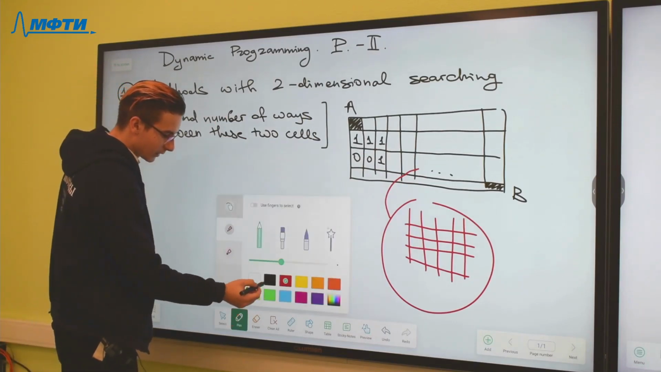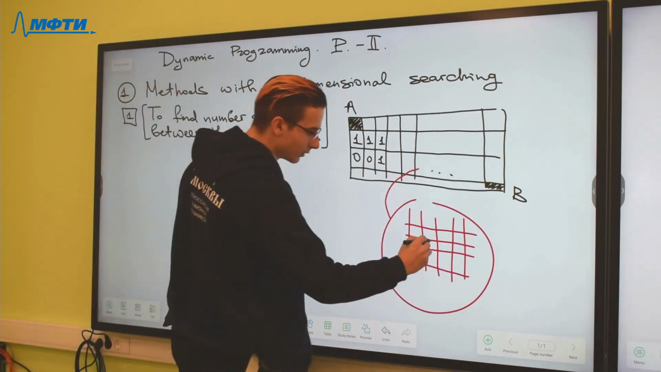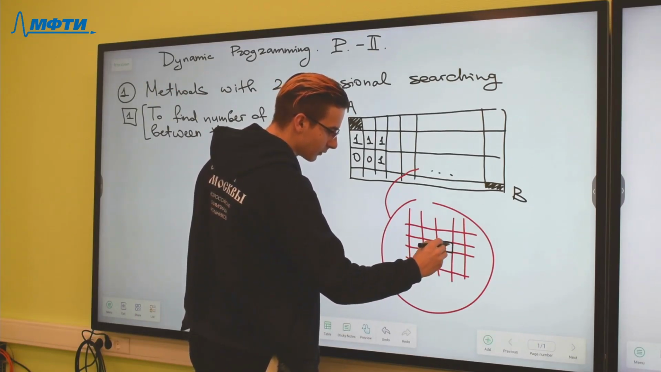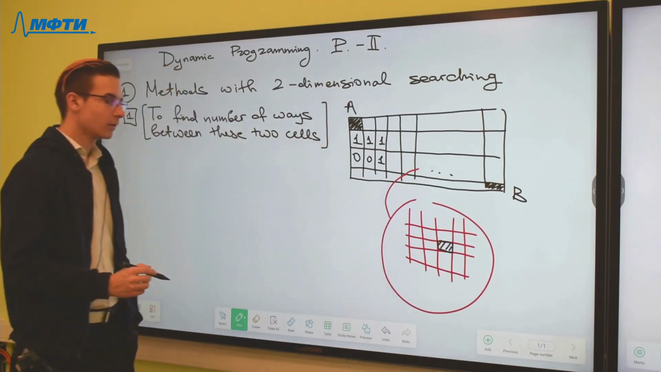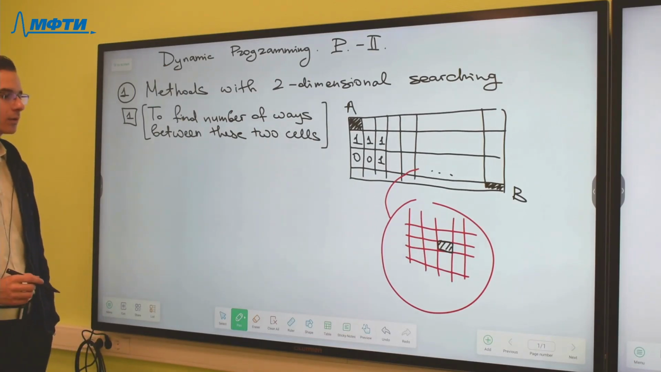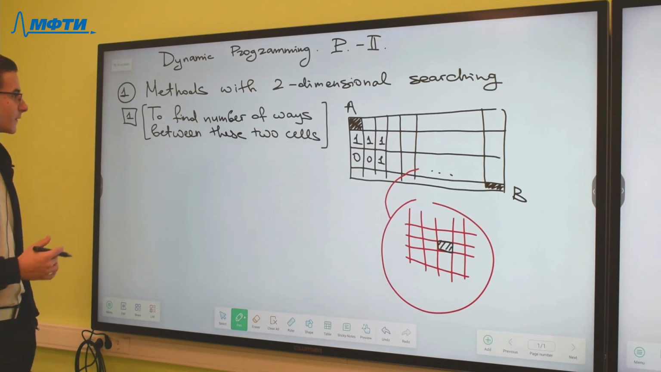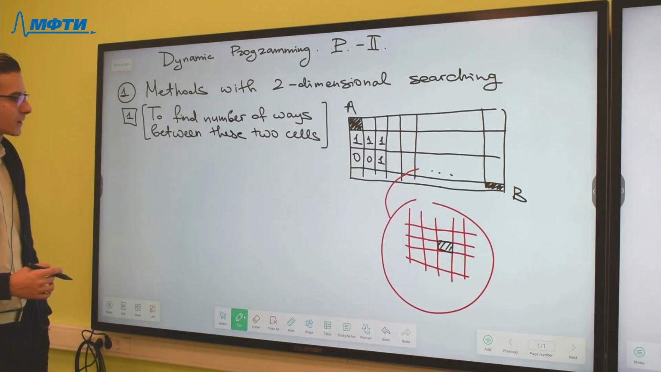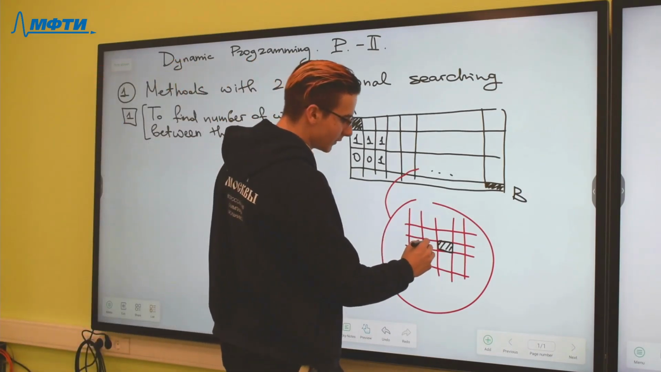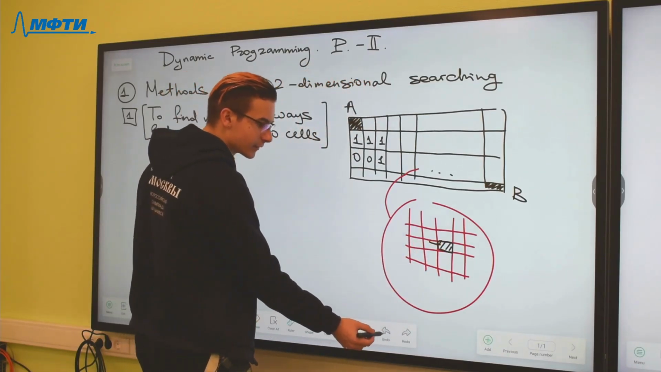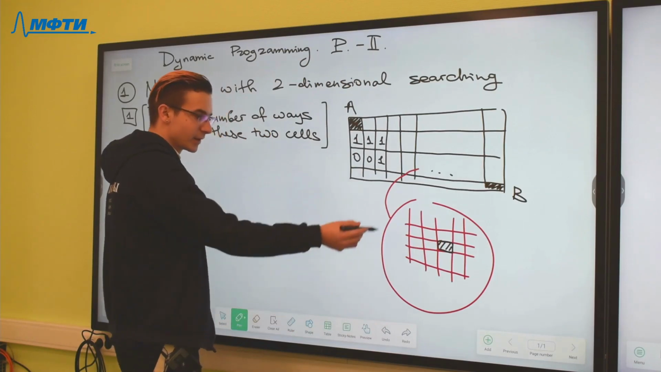And we can say that in this cell, for example, how can we go into this cell? As in the task, we mean that we can go from the right, or from the left cell, or from the upper cell.